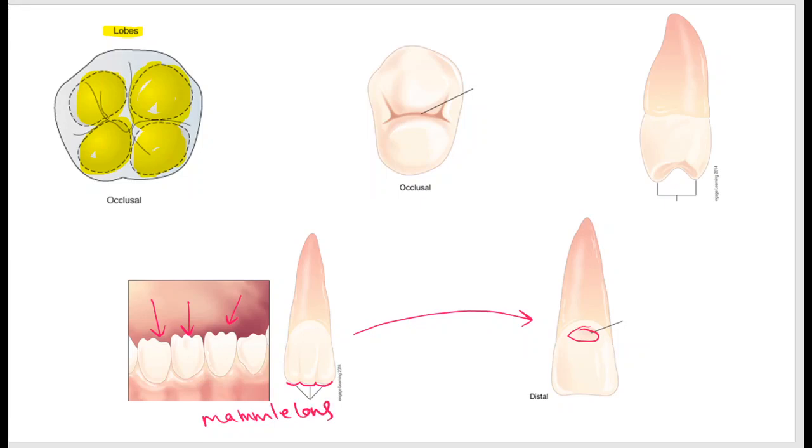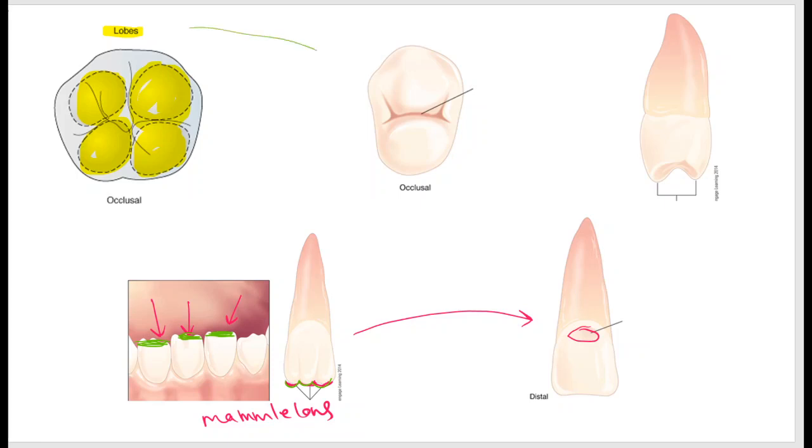Mamelons. The mamelons are just these three ridges that appear on anterior permanent teeth, and they wear off as the person starts using their teeth. Usually, if they are kept like that into older age, that means the patient has some occlusion issues. They're not biting on these, or not using them, and that's why they still have these ridges.